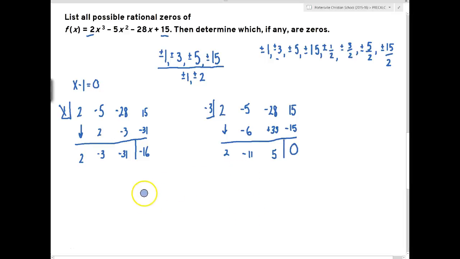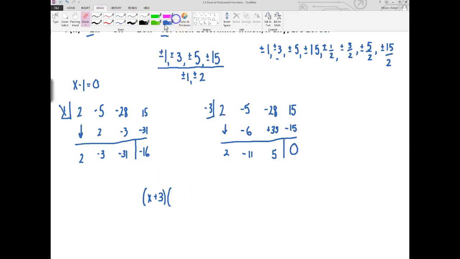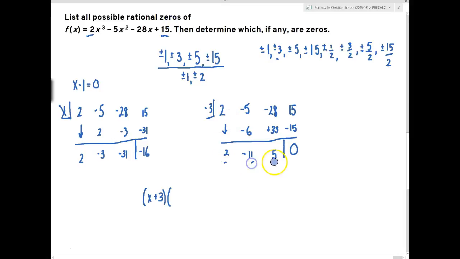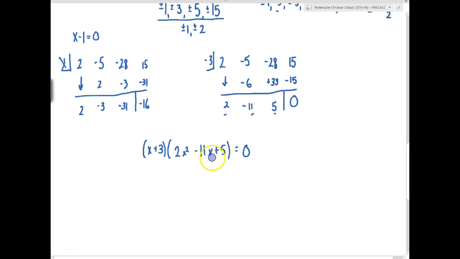Now that tells me that x plus 3 equals 0. So then when I divide this original function by x plus 3, what I found out was my other factor is going to be 2x squared, because if you recall from last lesson, we just take the numbers we get as the coefficients and then reduce the power by 1. So I'm going to have 2x squared minus 11x plus 5. And then this is just another way to rewrite my original function using those two factors.